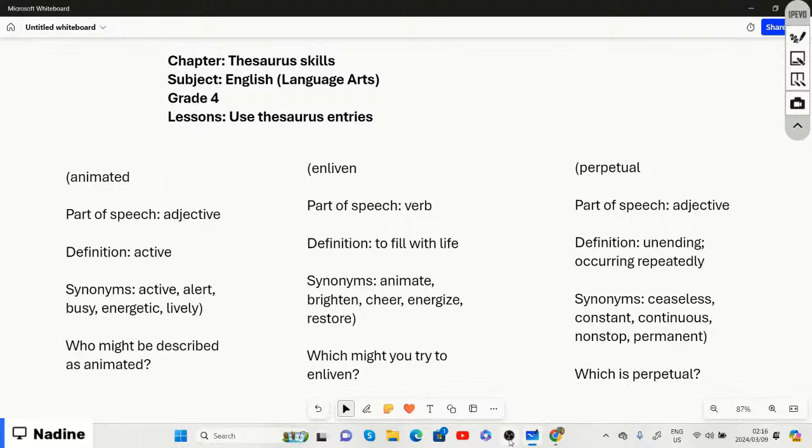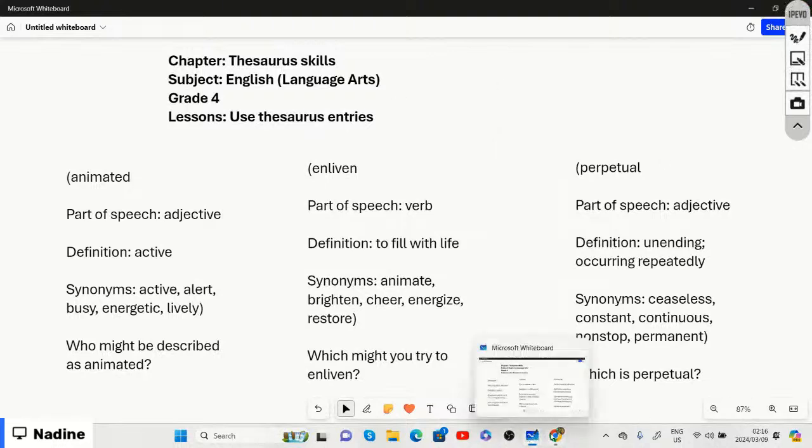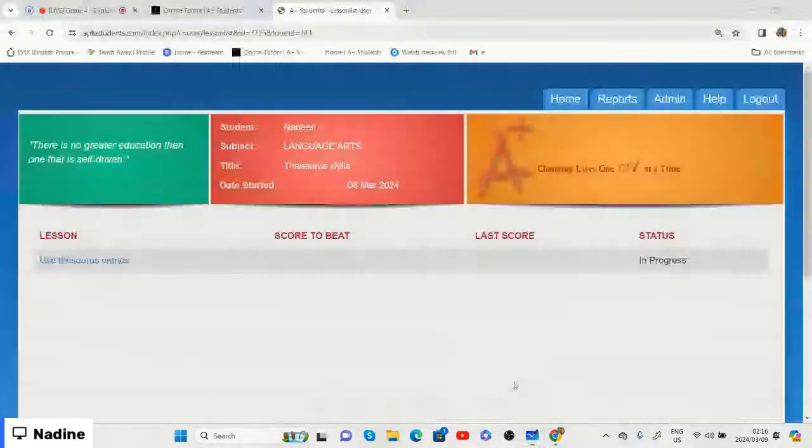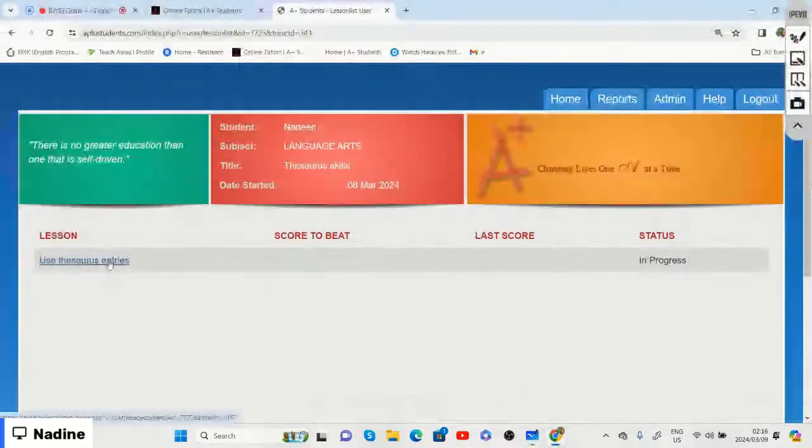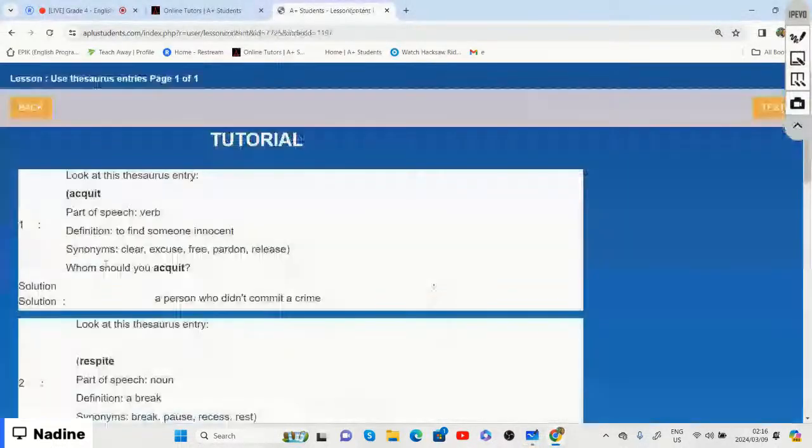All right. So we are doing our tutorial lesson on aplusstudents.ca. We're going to aplusstudents.ca and we're going to use thesaurus entries.